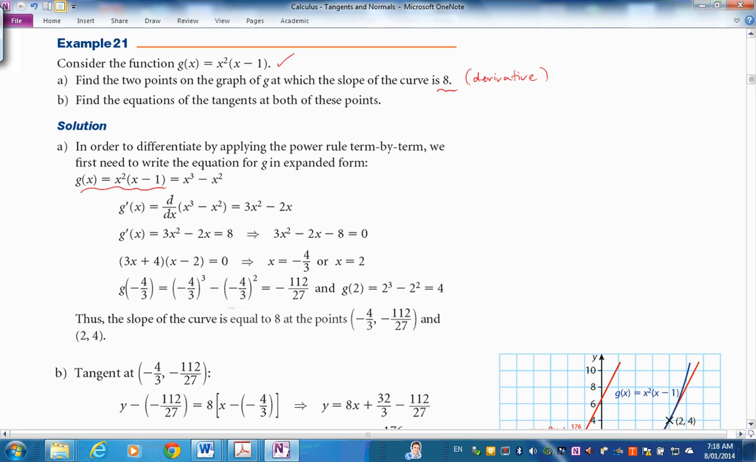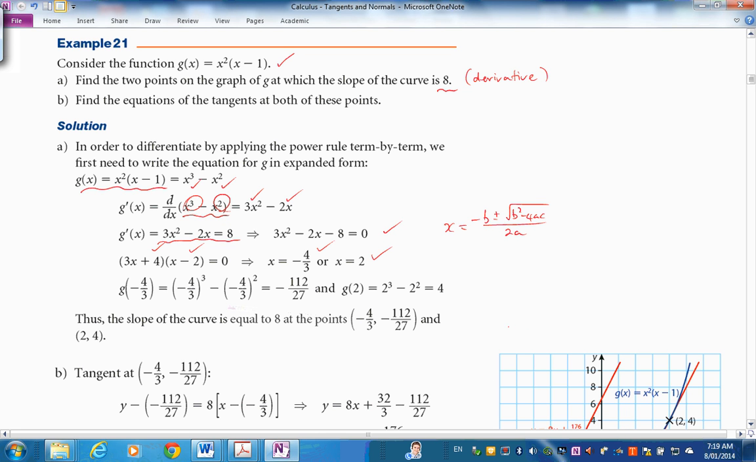So here's our function down here. Let's expand it so we can use the x to the n rule. Then getting the derivative of that, it's 3x squared take 2x. X to the n rule on both these powers. Okay, so what that means is our derivative has to equal 8. So there we have a quadratic, and we can factorise it, or you can use the expression for the roots of a quadratic. This is in the information booklet, a formula booklet that the IB give you. So here we have x is -4/3, or x is 2.